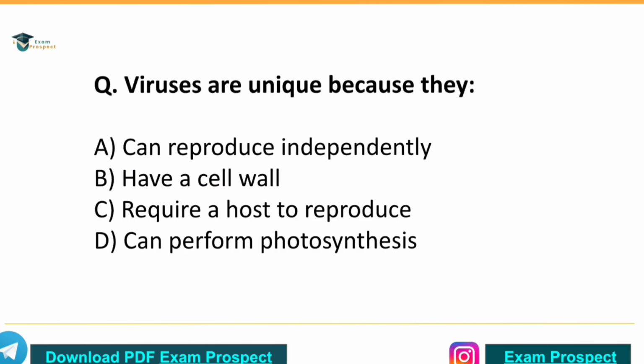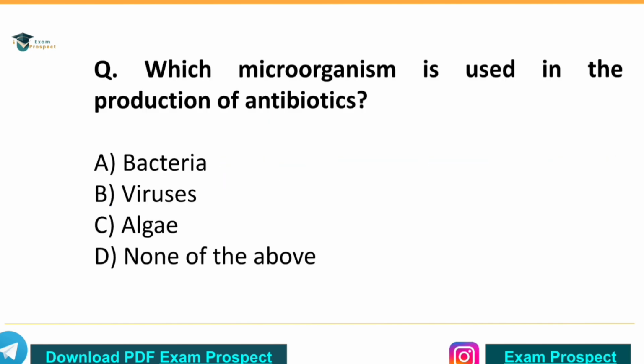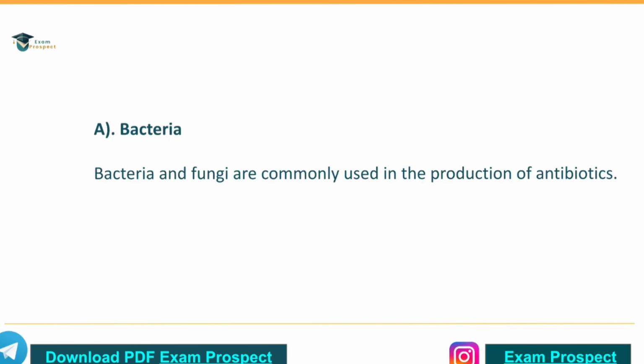Next question, viruses are unique because they require a host to reproduce. So the correct answer is option C. Next question, which microorganism is used in the production of antibiotics? Correct answer is option A, bacteria.